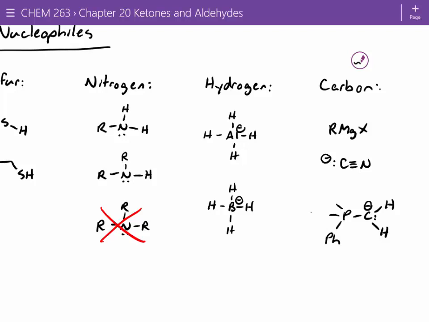And then the last and strangest looking one I wanted to show you guys is this phosphorus reagent, which is used in the Wittig reaction, and we're going to cover that later in this chapter as well. But essentially, we've got an option for installing a bunch of different nucleophiles into ketones and aldehydes, and we're going to sequentially go through these over the course of this chapter.